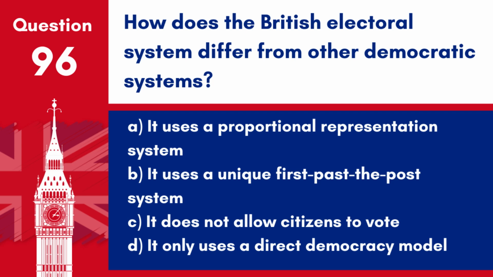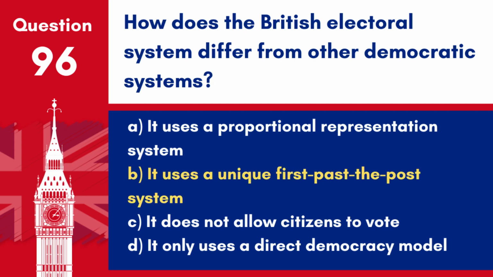Question 96. How does the British electoral system differ from other democratic systems? A. It uses a proportional representation system. B. It uses a unique first-past-the-post system. C. It does not allow citizens to vote. D. It only uses a direct democracy model.